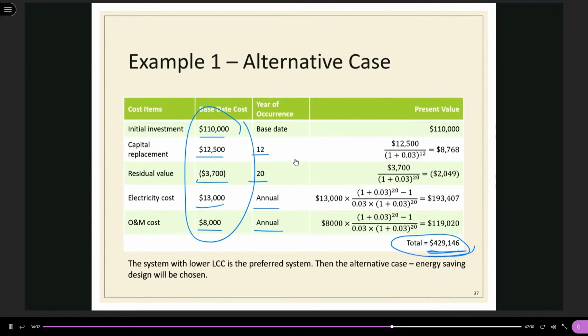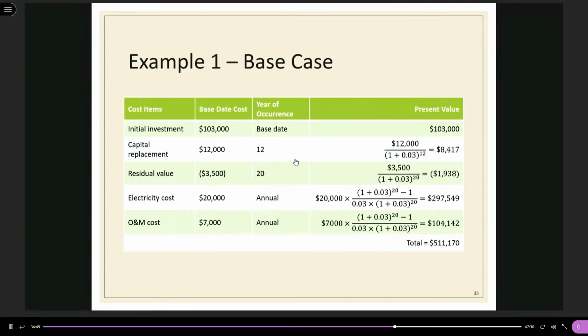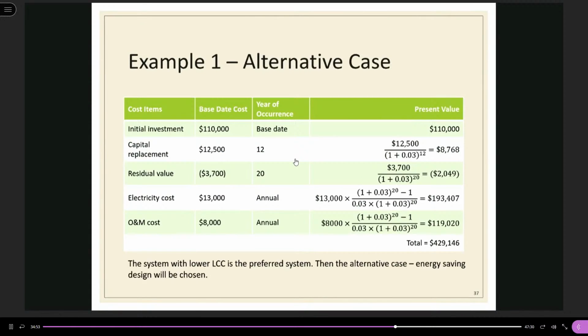So by these equations, by these calculations, you can compare the present value of this energy saving alternative with the base case. So $511,000 compared to $429,000. Okay, so we know that this is more cost effective. Okay? So this is how we do the life cycle cost analysis.